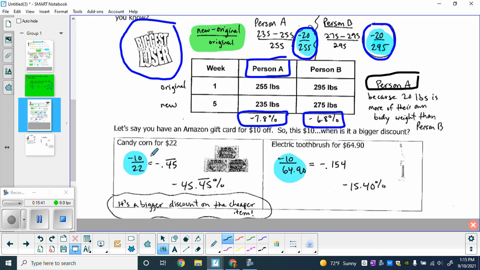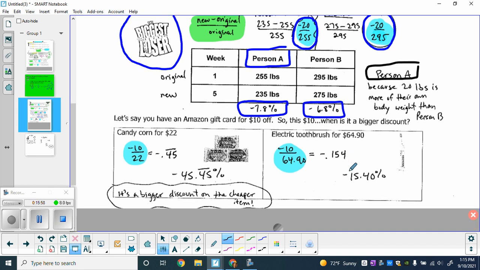Now, if I'm saving $10, again, there's my difference divided by the original. If I'm saving $10 out of 22, I'm actually saving 45%. Now, if I'm saving $10 of $64.90, I'm only saving 15.4%. So it looks like this $10 off is a way bigger discount on the cheaper item. So remember, you want to use your dollar-off things on cheaper items, and you would want to use a percent-off discount on a more expensive item.